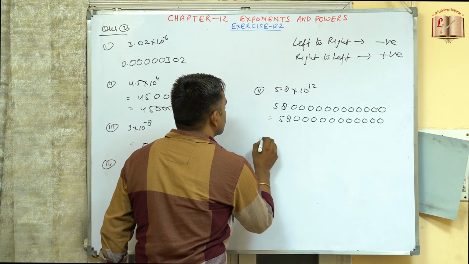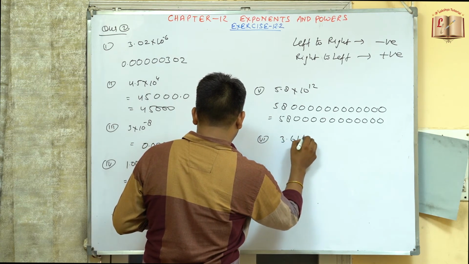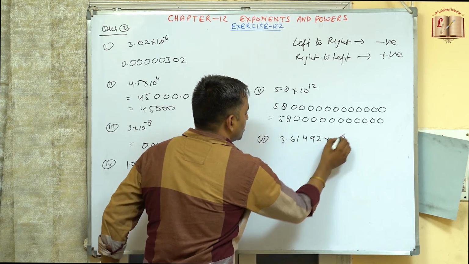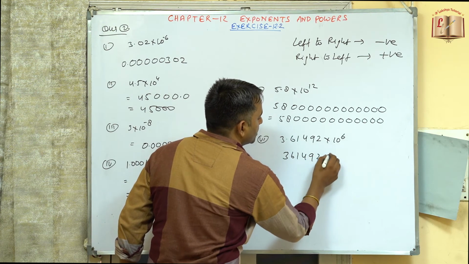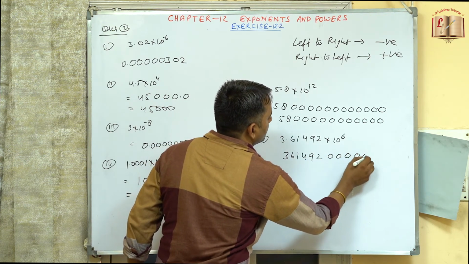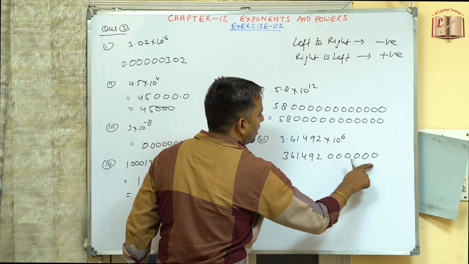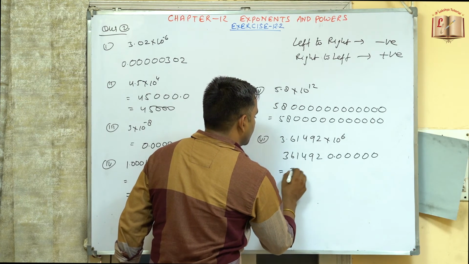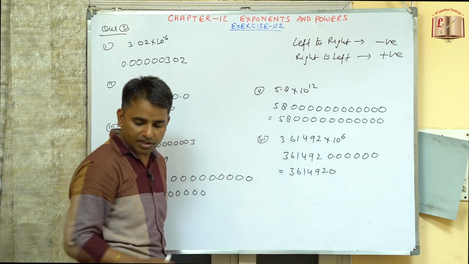Similarly, coming to the sixth part, it is now 3.61492 into 10 to power 6. So we will write this number 361,492 and 6 zeros, 3, 4, 5, 6 zeros, 1, 2, 3, 4, 5. It is a 5 place decimal, so the decimal has come at the 5th place. So this will be now 361,492. So this is the answer for us.